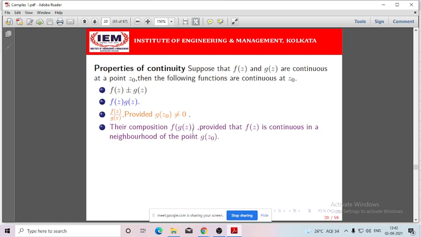And the fourth point is that the composition of two functions f(g(z)) will be continuous at the point z0 if g is continuous at z0 and f is continuous at g(z0). The composition of two functions means g is mapping the point z to g(z) and f is mapping the point g(z) to f(g(z)). That is the composition of functions. So g needs to be continuous at z0 and f needs to be continuous at the point g(z0). Then the entire composition of the two functions will be continuous. Is that clear? Have you understood this fourth one?